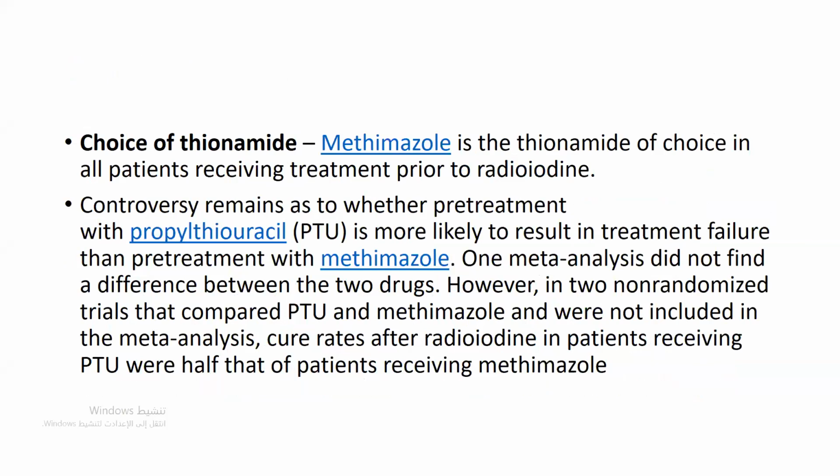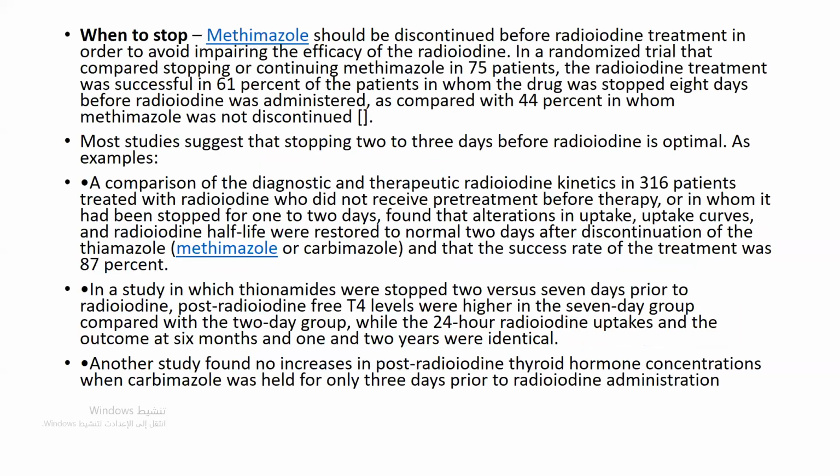What about the choice of thionamide? As we mentioned before, either methimazole or the second one, carbimazole, is the preferred choice. There is controversy about whether PTU, or propylthiouracil, is more likely to result in treatment failure than pre-treatment with methimazole. One meta-analysis found a difference, but another meta-analysis did not find a difference between the two. So there is controversy in this area.